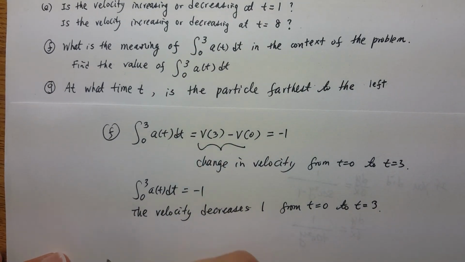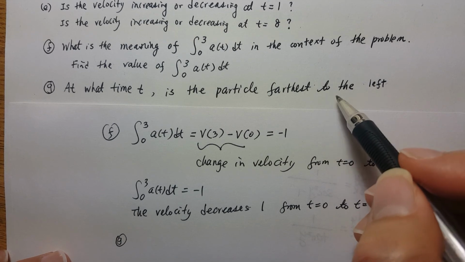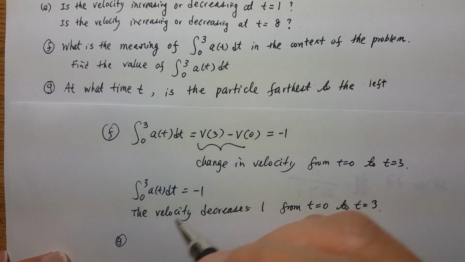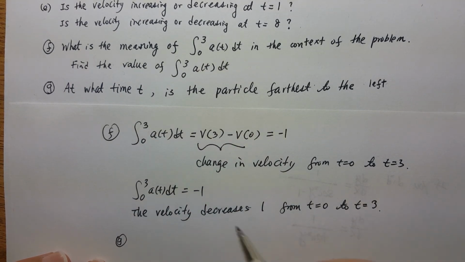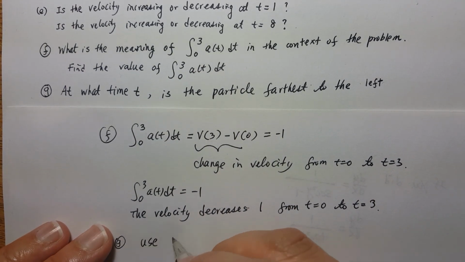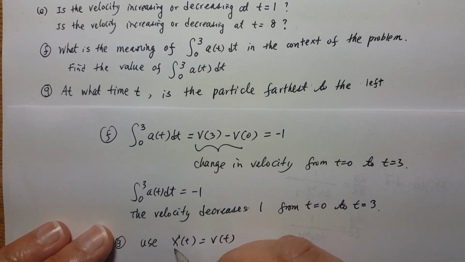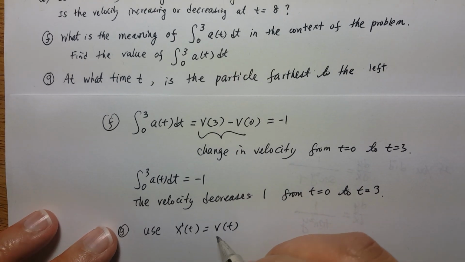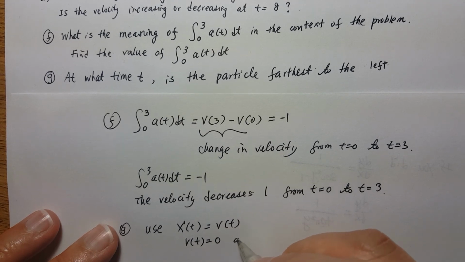Now, let's go to part G. At what time t is the particle farthest to the left? Farthest to the left means you are going to find the absolute minimum. So we need to find the absolute minimum of the position function. So we use the x prime of t, which is v of t. The derivative of the position is v. So now we are going to see where the critical values will be. So v of t equals 0 at what numbers?